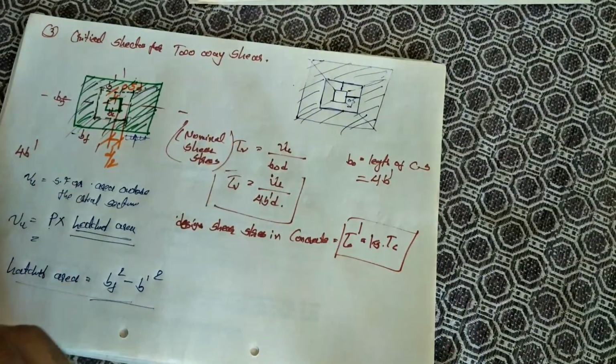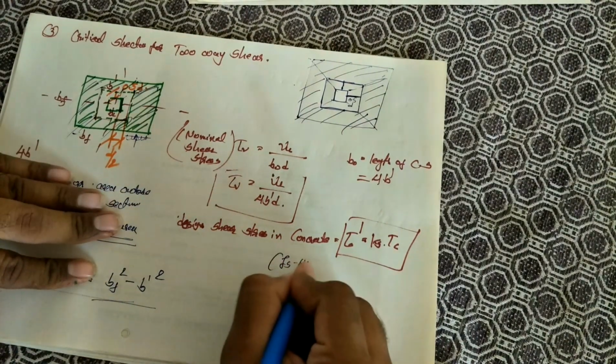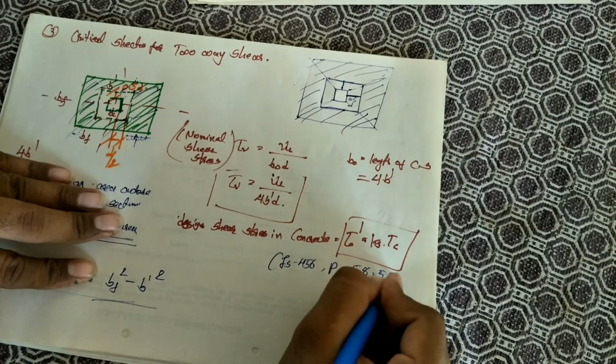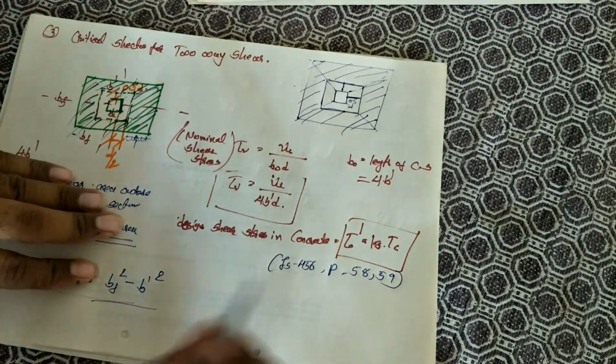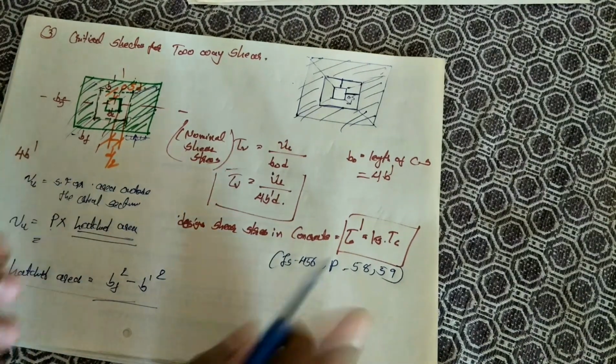This equation is given in IS 456, page number 58-59. Design shear stress for two-way shear, that is tau C dash equals Ks into tau C. This equation we have to take into consideration.